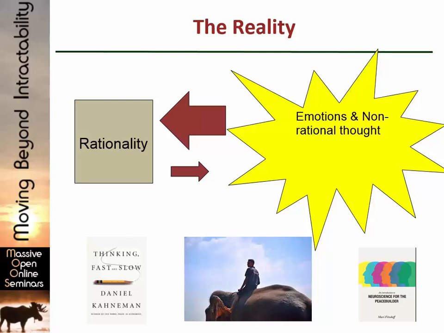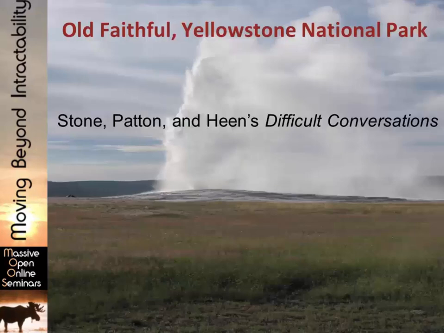So going back to this slide, the elephant has to be emotionally inclined to do what the rider is asking it to do. Otherwise, it's going to go off on its own. So we have to engage with the emotions as well as the reason in any effective conflict resolution, in any effective decision-making process.